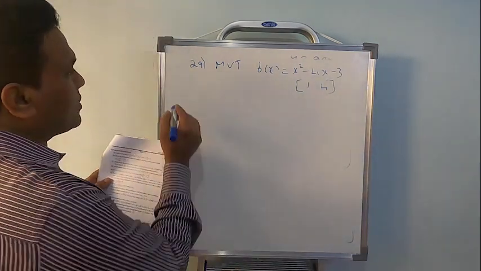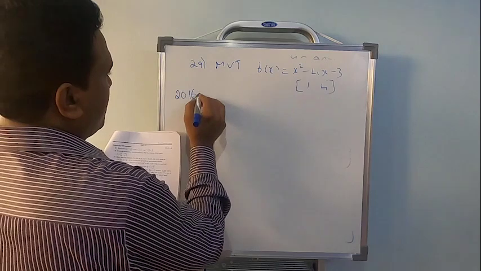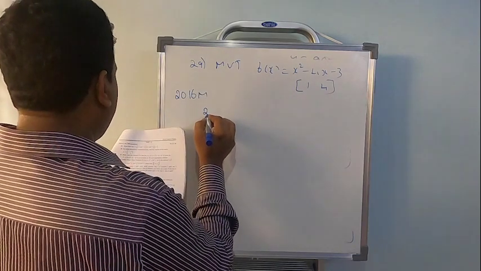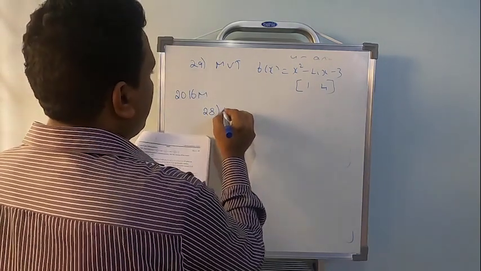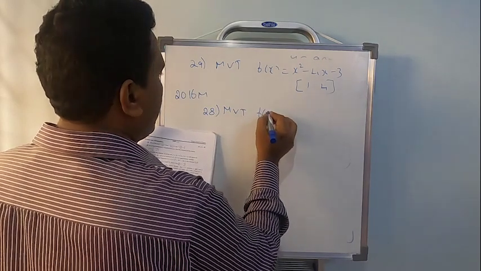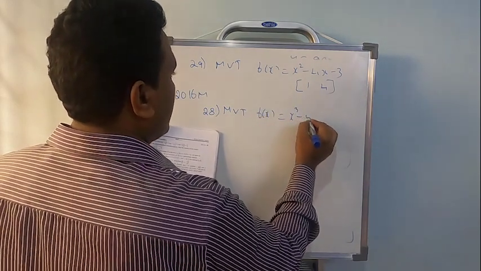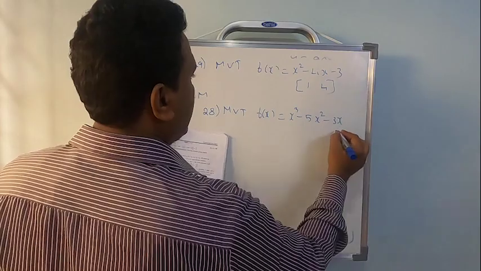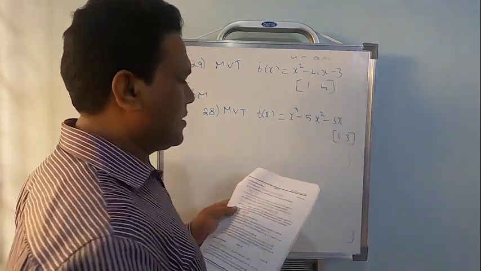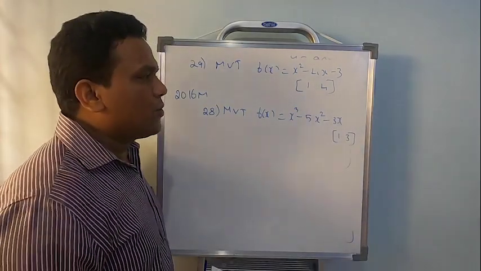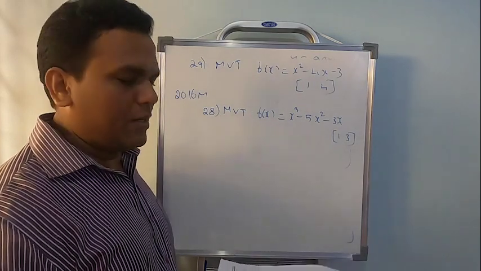So in 2016 March, problem number 28, it's a problem based on mean value theorem. f of x equal to x cube minus 5x square minus 3x in the closed interval 1, 3. You know, students, what to do? Okay, please follow the steps of the which one?